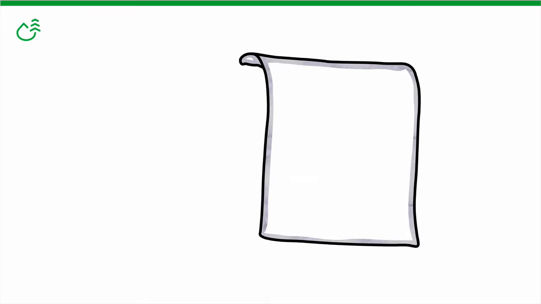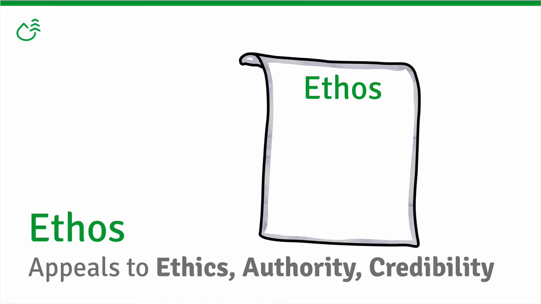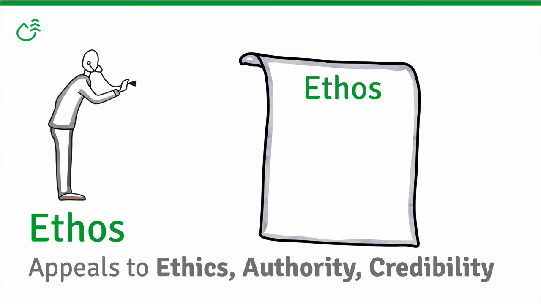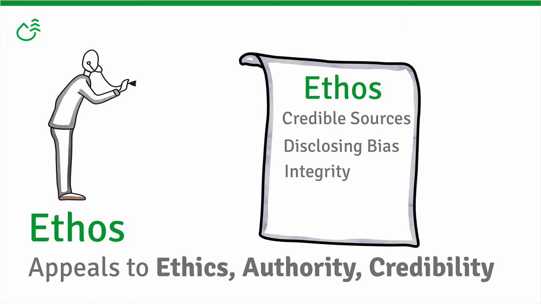The second mode is ethos, which appeals to the ethics, authority, or credibility of the explainer. Here, the speaker persuades others by building trust in their character. This could mean using only credible sources, disclosing biases and criticisms, and communicating with integrity.